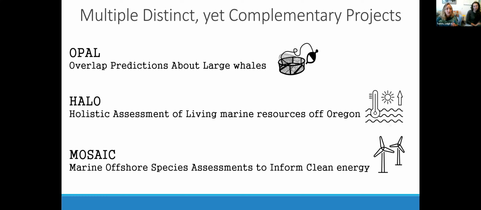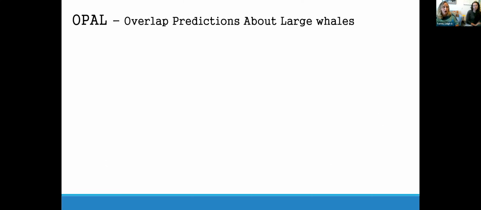And then we have the MOSAIC project, which stands for Marine Offshore Species Assessment to Inform Clean Energy. And this has to do with trying to inform siting of offshore wind projects in our coastal waters. So I'll give a little bit of a description about each project and the distinctiveness of them.